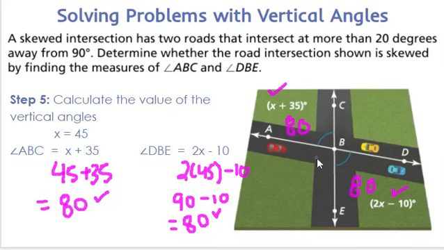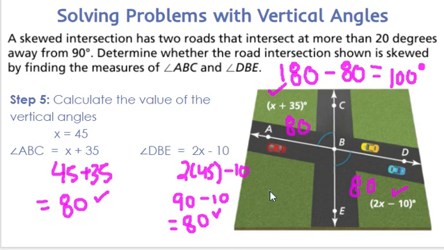Now I can go ahead and I can try to figure out what are the measurements of my leftover angles. Keep in mind that right here I have a line, which means that angle ABE plus angle ABC should equal 180 degrees. Again, these are supplementary angles. So I have 180 minus the 80 degrees from angle ABC is equal to 100 degrees. And because angle ABE and angle CBD are also vertical angles, I know that they are equal to each other as well.